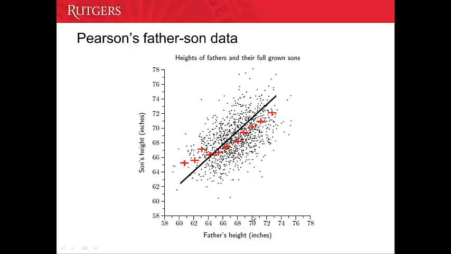If the father's height is 70, based on the regression, we can guess their son's height is around 71. If the father's height is 72, based on the regression line, we can guess that the son's height is around 73.